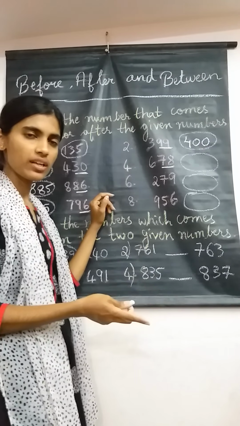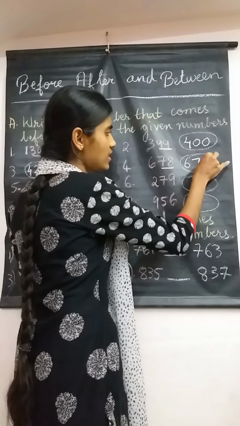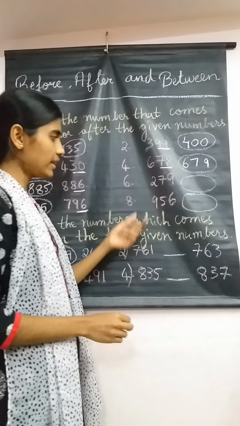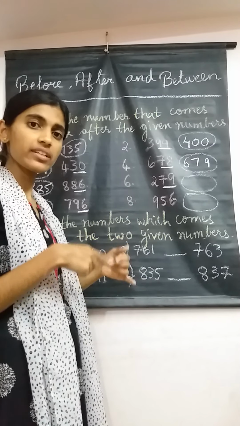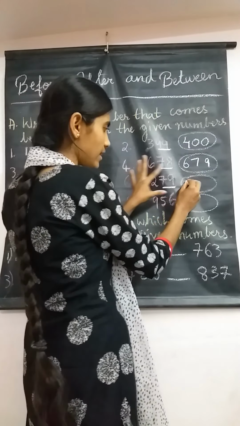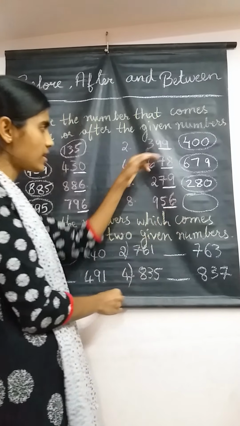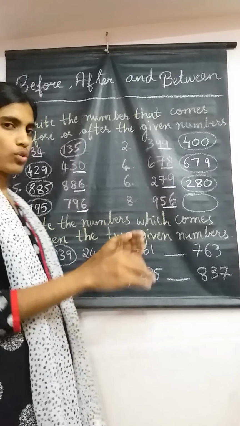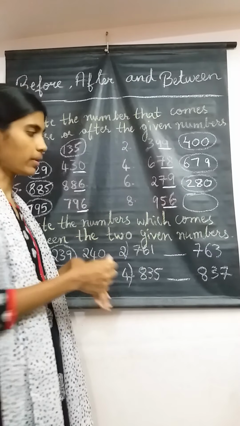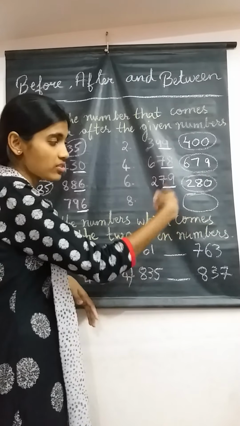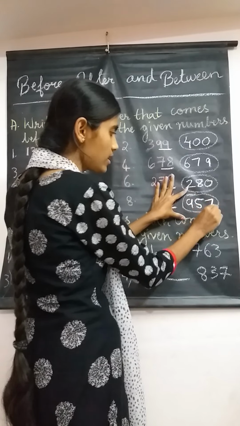Followed, next let us go for 78. 78 after number is what, children? 8 afterwards what? 9. So let us write here 679. Next one, 79. 79 next number is what? 79 afterwards 80. So let us write here 280. Here, underline 56. I am underlining the ones and the tens place because it will be very clear to you to understand which will be the after number or the before number. 56 next after, 56 after what? 57. So our answer is 957.